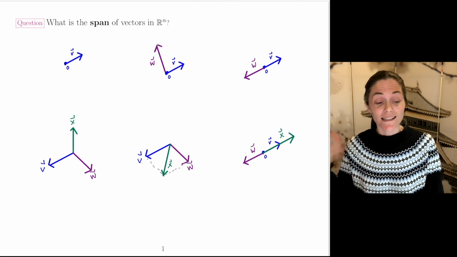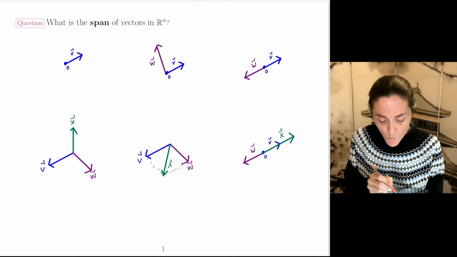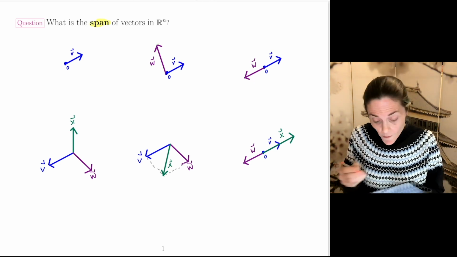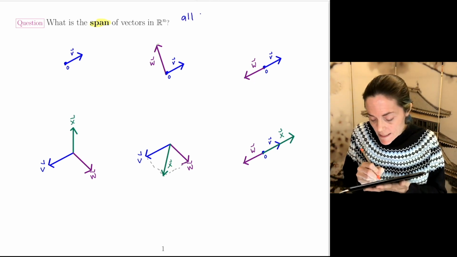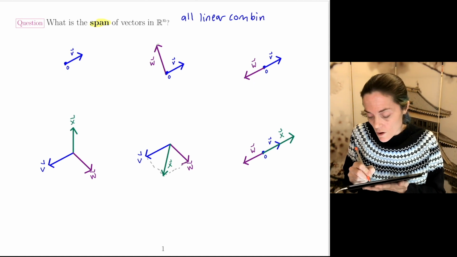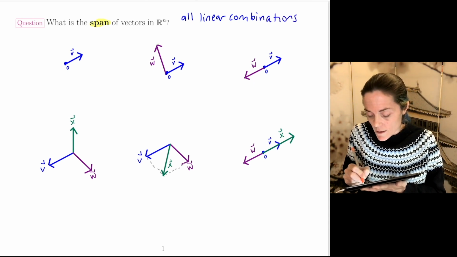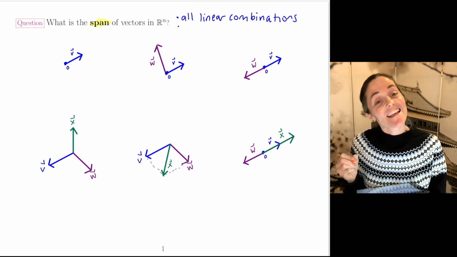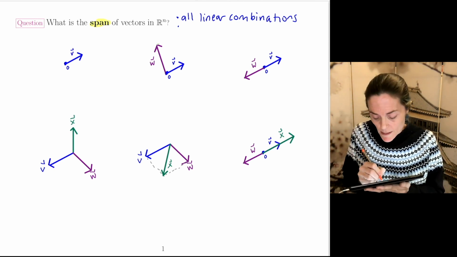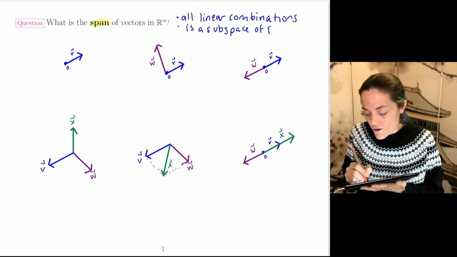Okay, first of all, this is the question. What is the span of vectors in Rn? Well, in words, you take all linear combinations of some collection of vectors, but I want to understand this geometrically. All linear combinations, that's one thing to say. Another thing to say is the span of some collection of vectors will be a subspace of Rn.